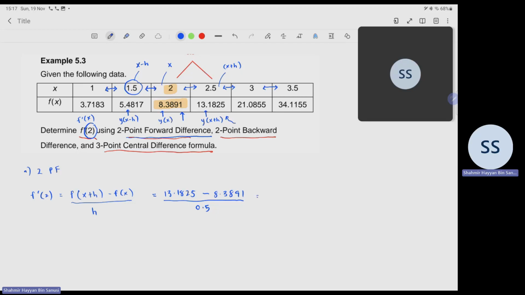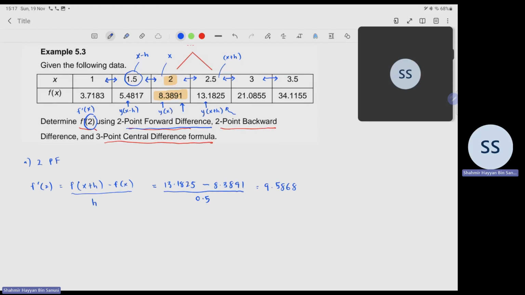So the answer is 13.1825 minus 8.3891 divided by 0.5. So I get the answer of 9.5868.